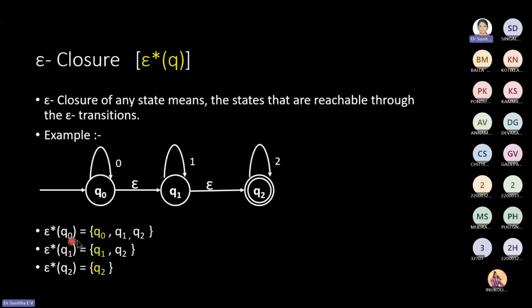So epsilon closure of Q0 means which are the states reachable from Q0 using epsilon transitions. So here we take an epsilon transition to reach Q1 and another epsilon transition to reach Q2. So Q1, Q2 are reachable from Q0. That is the meaning of this statement, epsilon closure of Q0.